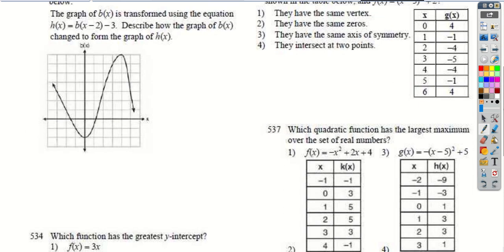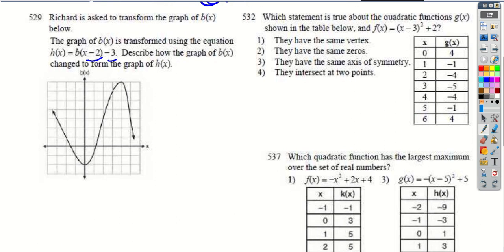So for 529, describe how the graph moves. So b of x, we can see the minus 2 here means we're going to shift right 2 and then down 3. We're going to want to state that. The graph is going to shift right 2 and then down 3. All right. The next question is a little variation of it.